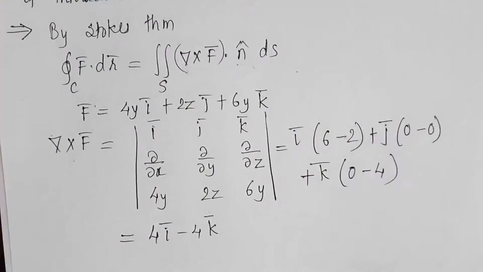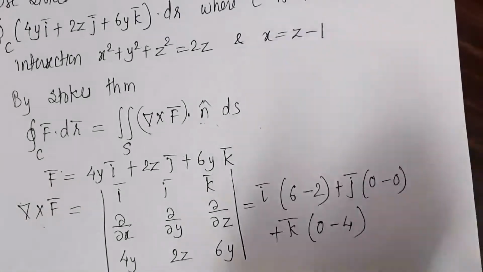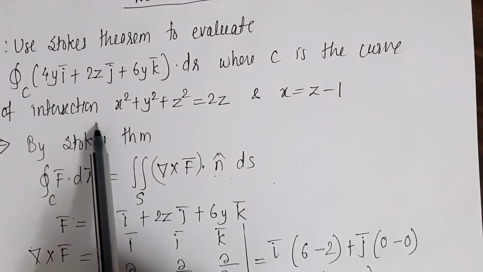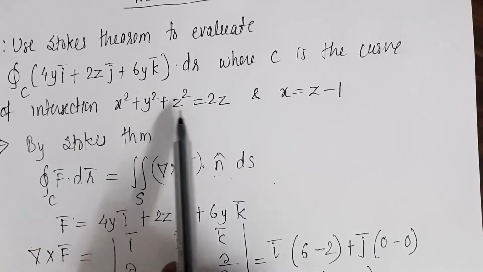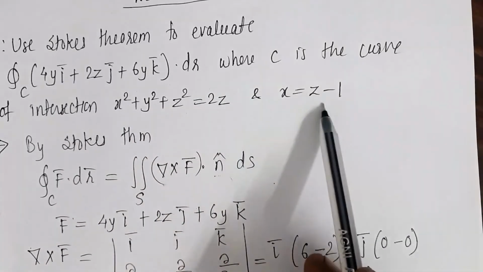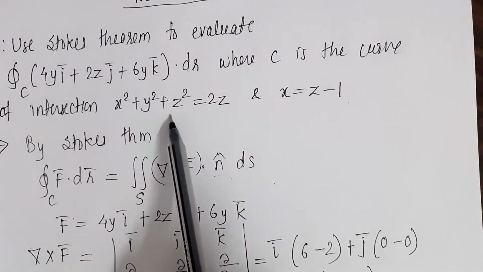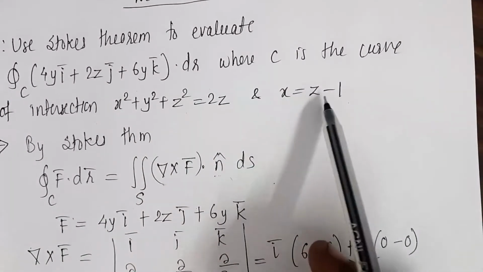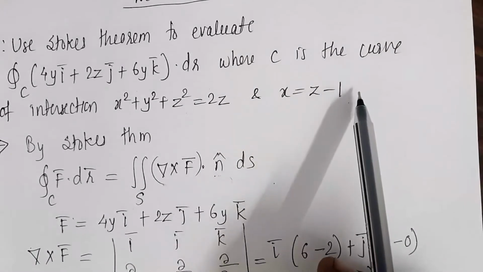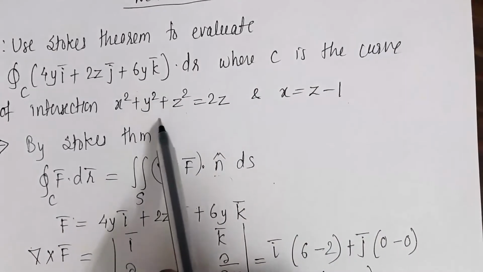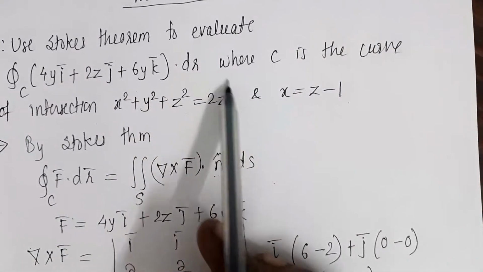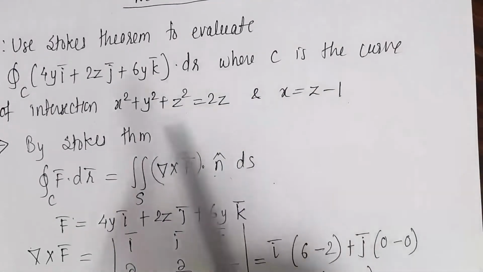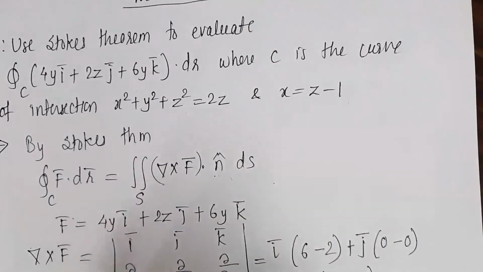Now what is given? What is the curve C? Curve C is given as the curve of intersection of x square plus y square plus z square is equal to 2z and x is equal to z minus 1. Now x square plus y square plus z square is equal to 2z represents the equation of a sphere and x is equal to z minus 1 represents the equation of a plane. Whenever any plane cuts a sphere, it forms a circle. So the section of a sphere by a plane is always a circle.